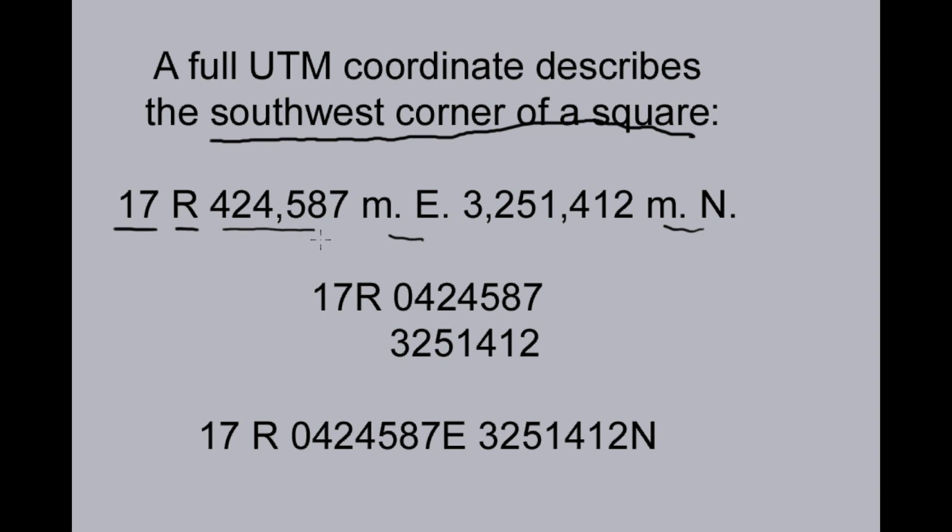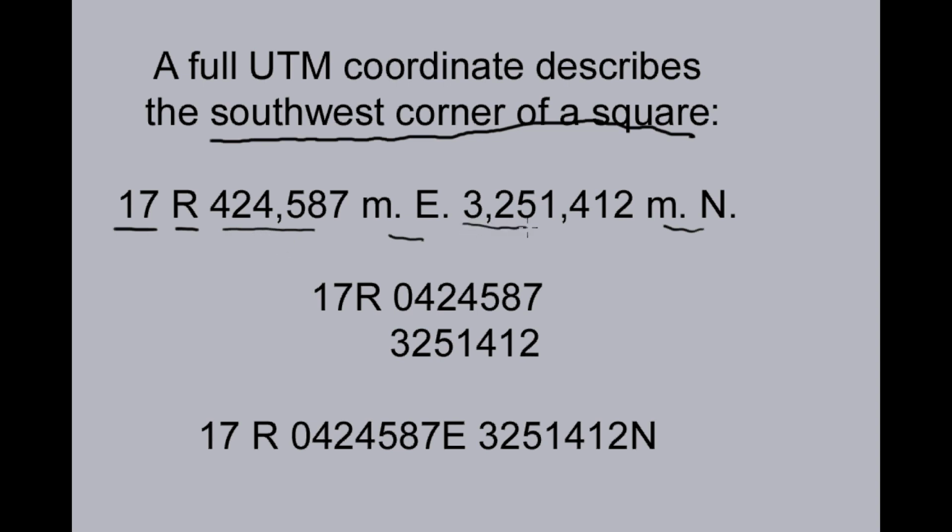75,413 meters east of the zone meridian. I'm sorry, 75,413 meters west of the zone meridian, and the reason we know that is because the zone meridian is given an arbitrary value of 500,000 meters east. So since this value is 424,587, that is 75,413 less than 500,000. So if the eastings are less, then they're west of the zone meridian.